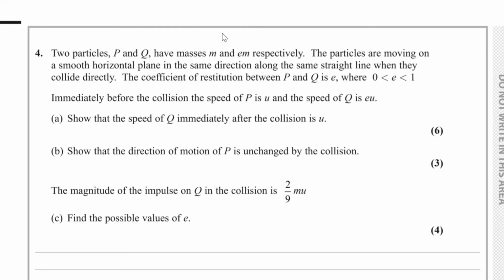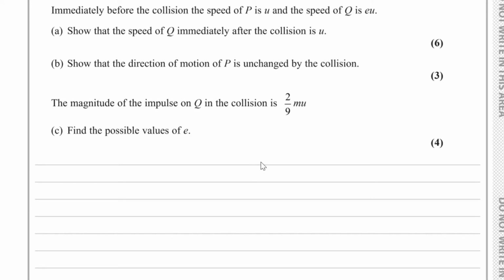Question number 4. Two particles P and Q have masses m and em respectively. The particles are moving on a smooth horizontal plane in the same direction along the same straight line. When they collide directly, the coefficient of restitution between P and Q is E, where E is in between 0 and 1. Immediately before the collision, the speed of P is u and the speed of Q is eu. For part A, we have to show that the speed of Q immediately after the collision is u.